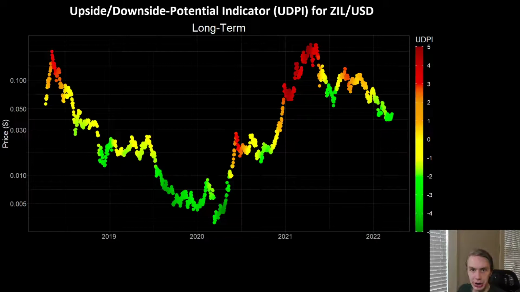So what I'm showing you here is the price history of ZIL across time. If you're returning to the channel, you're quite familiar with these types of graphs, color-coded to the output of our risk model, the upside-downside potential indicator. Higher scores are higher risk, lower scores are lower risk. And the price is on a logarithmic form here. And what you can see is the UDPI does a good job of identifying these high risk points in ZIL's history where corrections have fallen off of it, as well as these low risk zones that have preceded rallies to the upside. So ZIL is kind of an interesting asset.